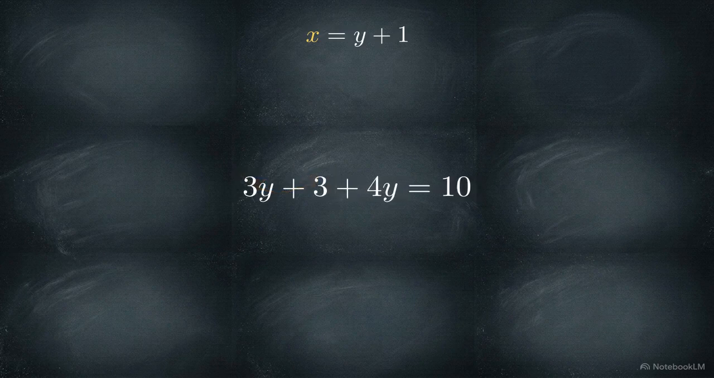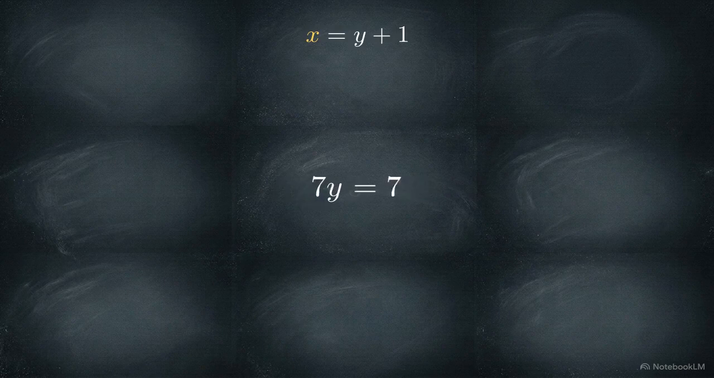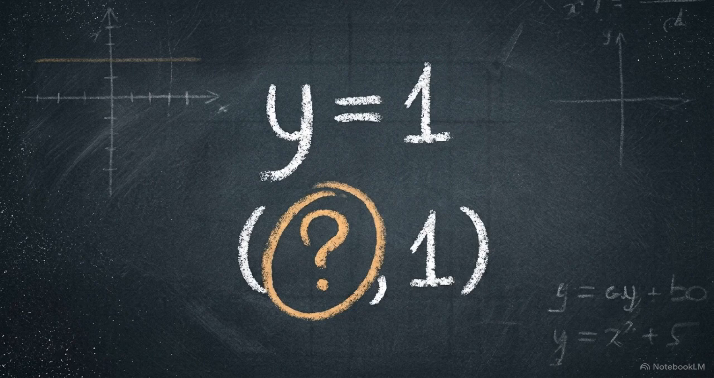We take that expression and literally substitute it for the x in our first equation. After distributing the 3, we get 3y plus 3 plus 4y equals 10. Combining the terms and solving for y gives us a result of 1. Be careful here. It's easy to see y equals 1 and think you're finished, but you found only half of the intersection coordinate. An intersection requires both an x and a y.